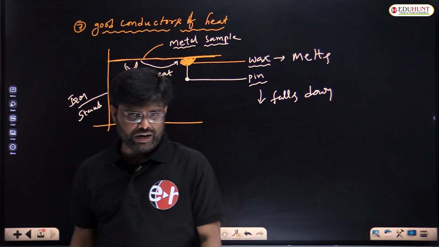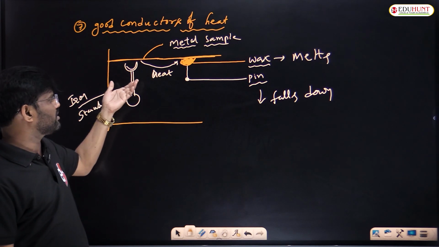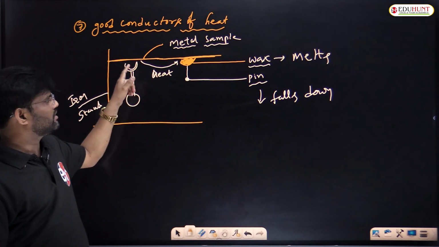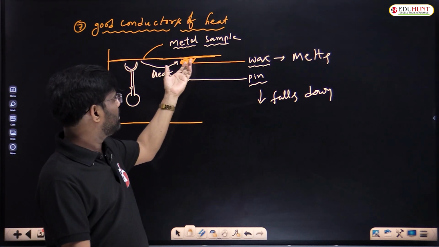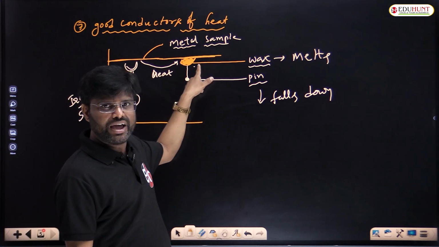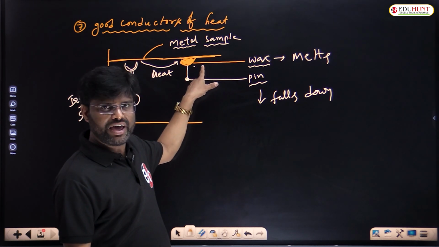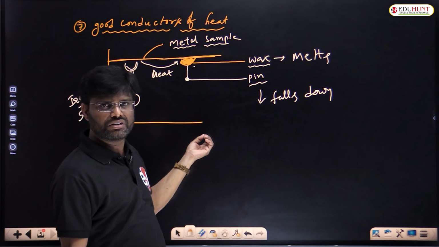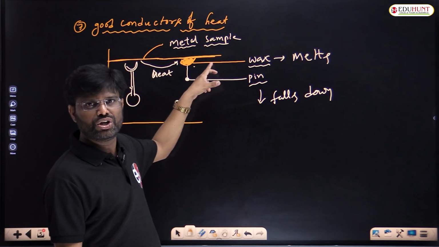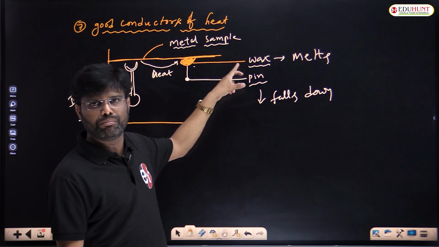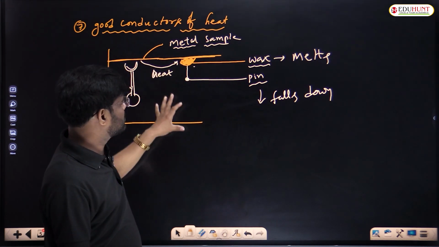Okay. So what I am telling here: I have taken an iron stand and a Bunsen burner. From one side I am heating. This is a metal sample. The metal sample allows the heat, and we are keeping wax and dipping the pin into the wax. Then the pin falls down after heating, because heat is conducted from one place to another place. The wax melts and the pin falls down. So this is the activity.